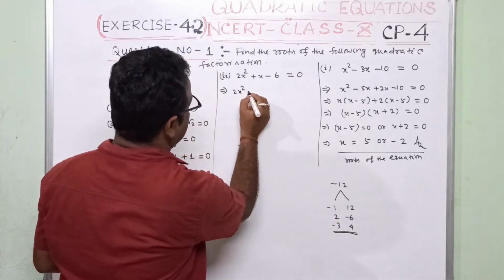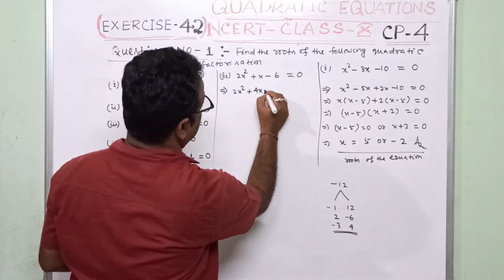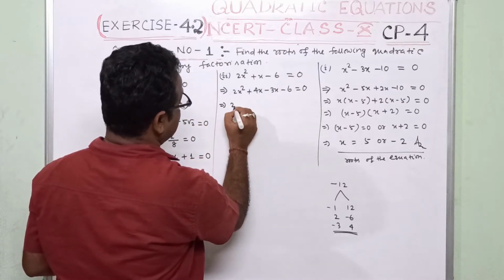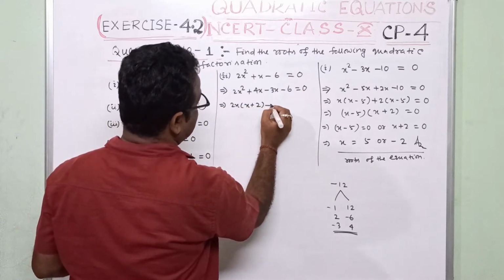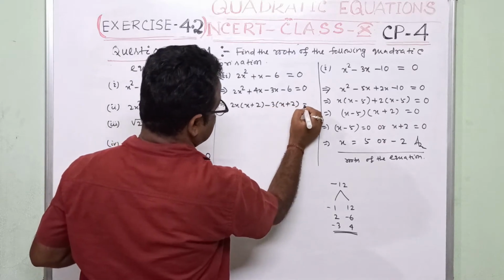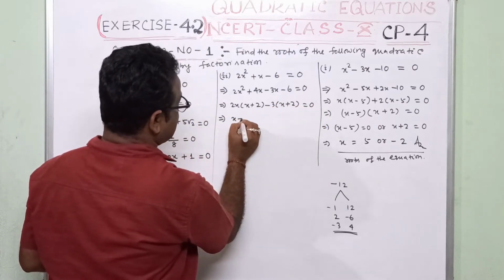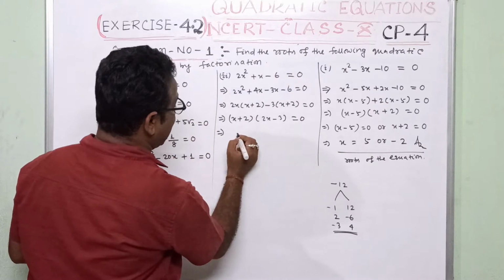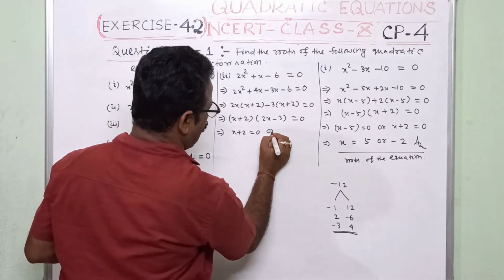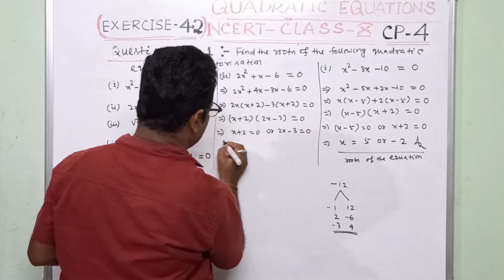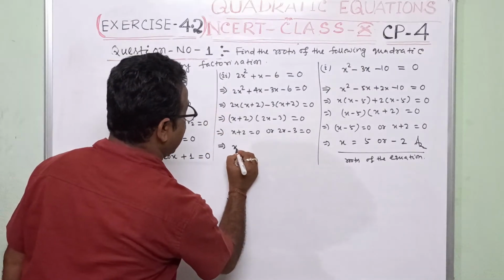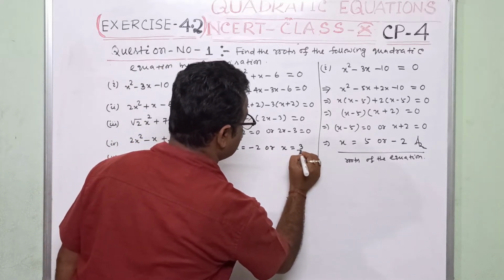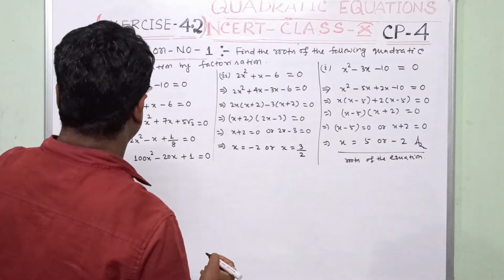So that is equal to 2x square plus 4x minus 3x minus 6 is equal to 0. That implies 2x into x plus 2 minus 3 into x plus 2 is equal to 0, which implies x plus 2 into 2x minus 3 is equal to 0, which implies x plus 2 is equal to 0 or 2x minus 3 is equal to 0, which implies x is equal to minus 2 or x is equal to 3 by 2. Now move on to part III.